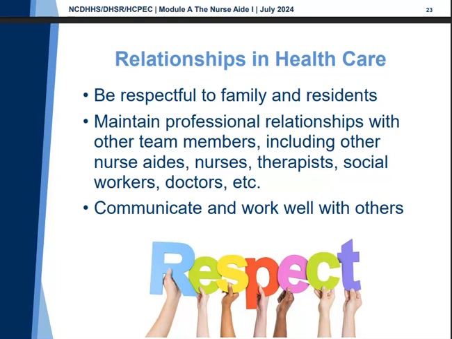Okay, relationships in healthcare. Be respectful to family and residents. Maintain professional relationships with other team members, including other nurse aides, nurses, therapists, social workers, doctors, etc. I did mention that you are part of a healthcare team, and you do want to be very respectful and understanding of the people on your healthcare team. Communicate and work well with other people, and it is called respect. R-E-S-P-E-C-T. If you need a gentle reminder of what respect is, you can always listen to the Aretha Franklin version of Respect. It's a good song.